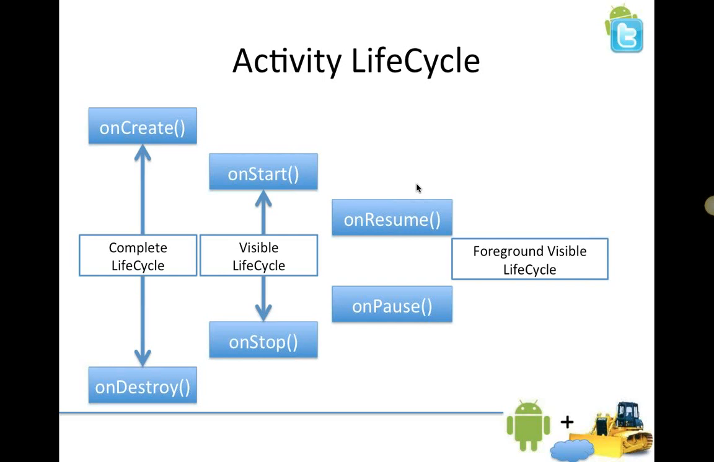Now, an example of the onResume to onPause foreground lifecycle is when your activity is running, an alarm pops over that, and the alarm is a small window. In that case, only onPause is called, onStop is not called. And when the alarm goes away, onResume is called again. For everything else, which is full screen, where the complete activity goes in the background, onStop is called. So this is typically the activity lifecycle of Android.